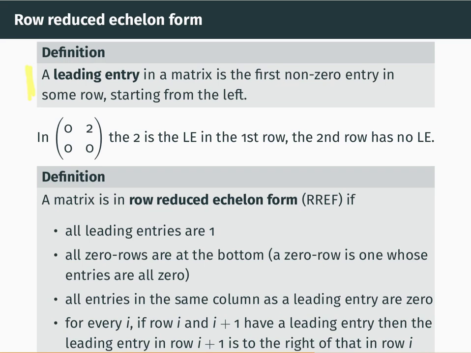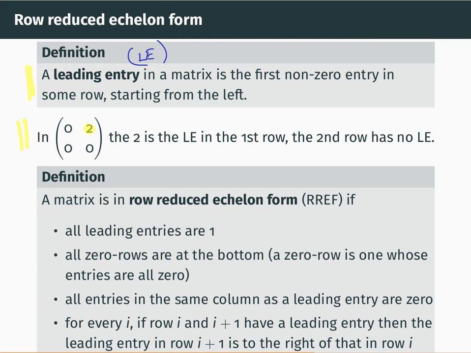So the definition is that a leading entry, or LE for short, in a matrix is the first non-zero entry in one of the rows of the matrix starting from the left. So looking at this example here, in this matrix here, the first row has a leading entry, which is that number 2 there. That's the first non-zero entry in that row starting from the left. On the other hand, the second row doesn't have a leading entry at all because all the entries in the second row are 0.